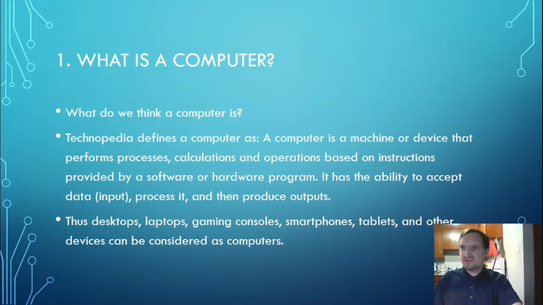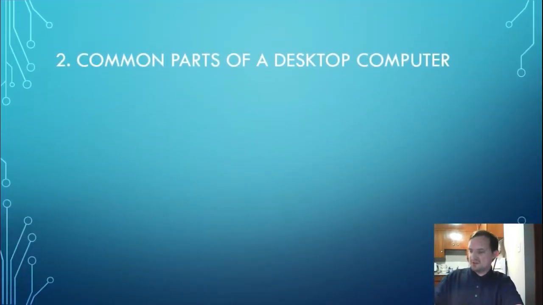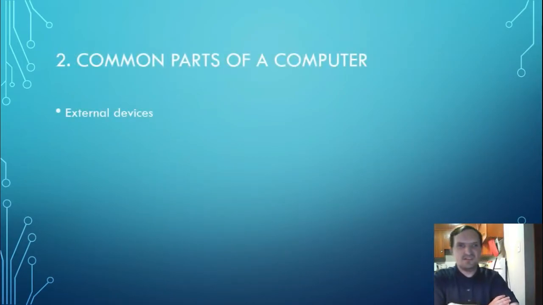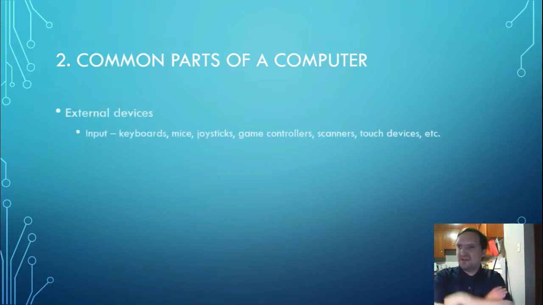So let's look at the common parts of a desktop computer. I'm going to start with the external devices. External devices are devices which are outside of the case. They come in two ways. Input: those are things where you can put data into a computer to be processed.